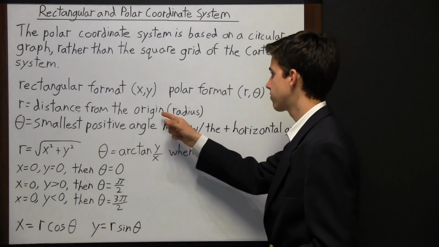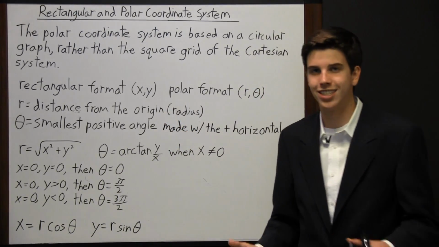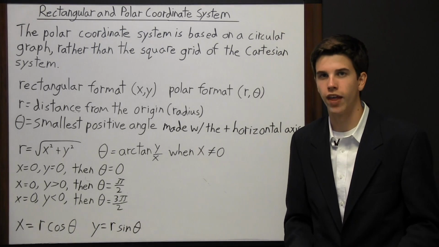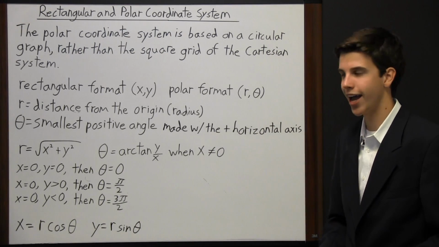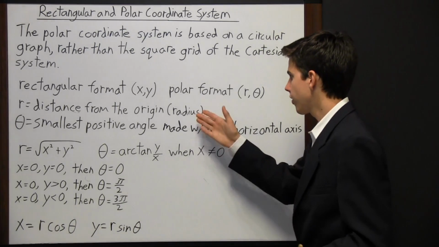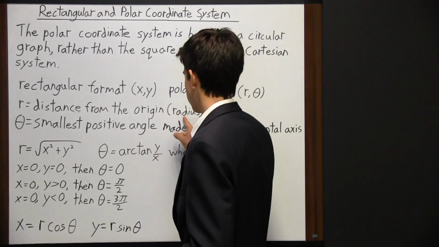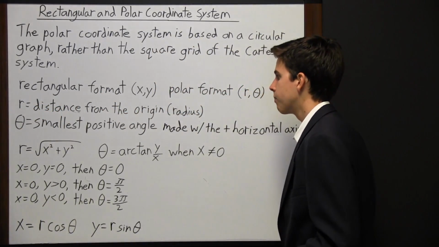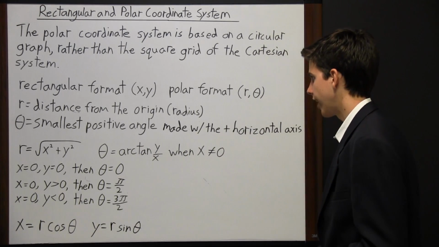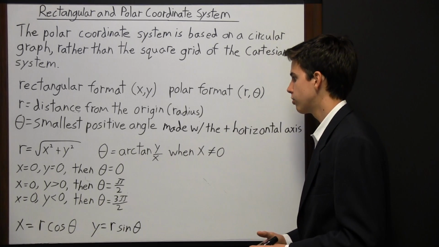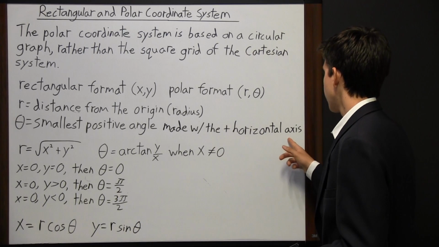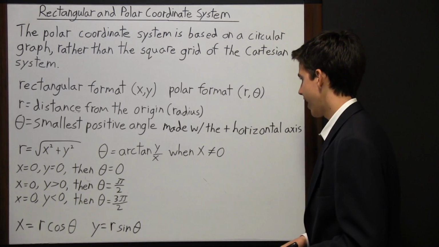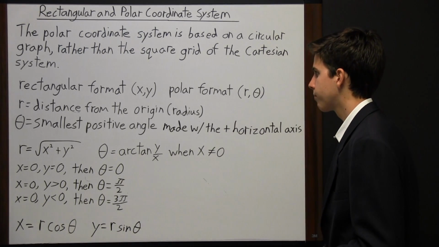So r is the distance from the origin, and the origin is the center of the coordinate plane, where the x-axis crosses the y-axis. We can call that the radius, and that's easy to remember because radius starts with r, and we're looking for variable r. Now theta is the smallest positive angle in the counterclockwise direction made with the positive horizontal axis. That's a positive symbol right there.